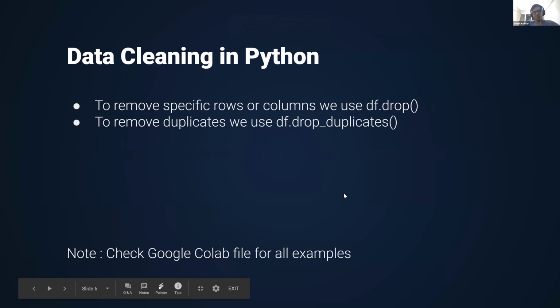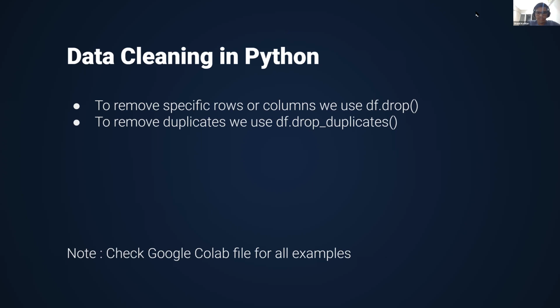And sometimes we want to remove specific rows and columns, which might cause problems when we are training the model, or they're just not relevant, or we just don't want them. So we use df.drop, which drops the entire row or column or the specific cell, even, if you want that to happen. And to remove duplicates, we can use df.drop_duplicates.